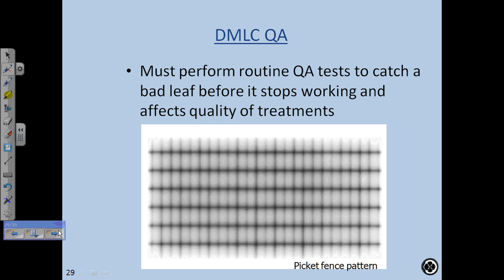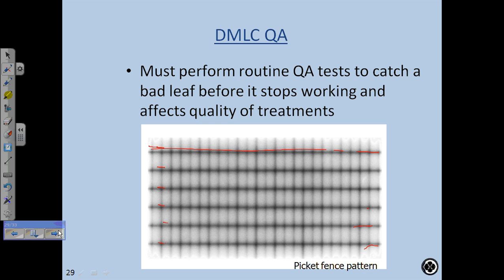And the way you get this pattern is, you can kind of see the leaves here. All the leaves in one bank move to a certain spot, and then you shoot some MUs, and there's some film underneath it. Then they move to another spot, shoot more MUs, move to another spot, and so on, and then the other bank moves to the same spot. This bank moves to this spot, and the other bank is open, by the way. So after that, you get this distribution of lines where the leaves, if they were touching, would have touched.